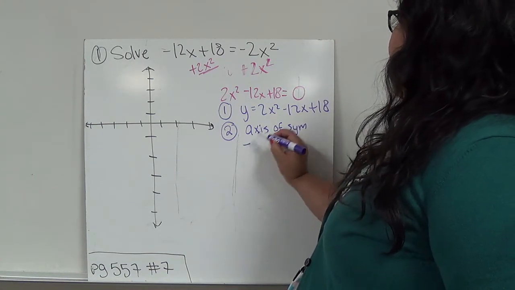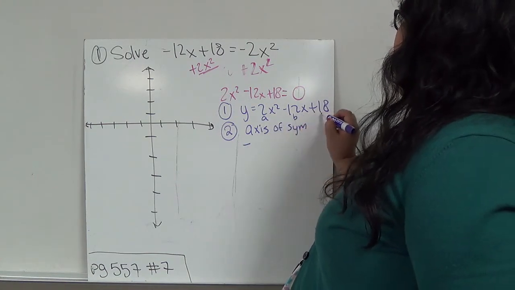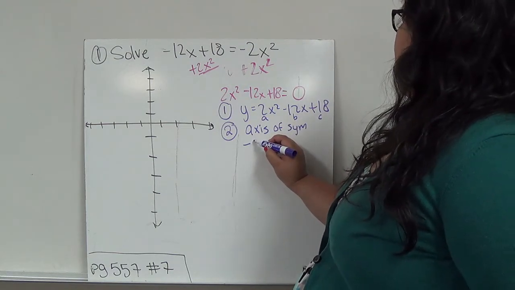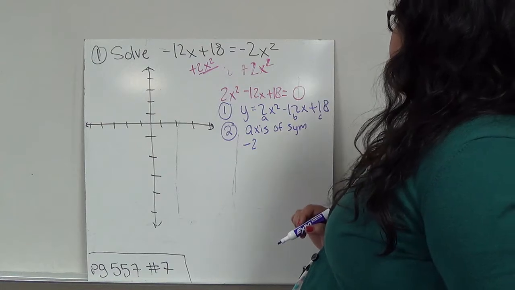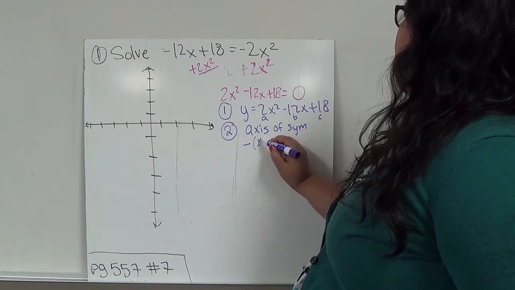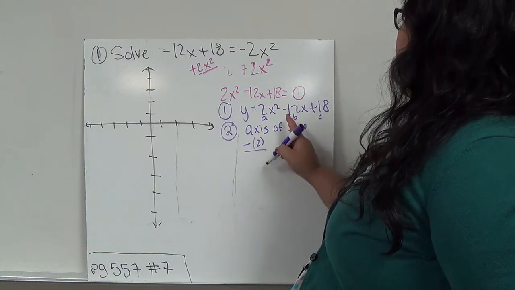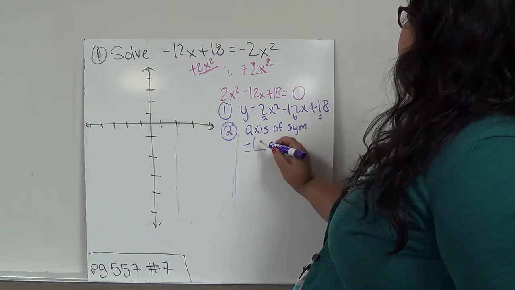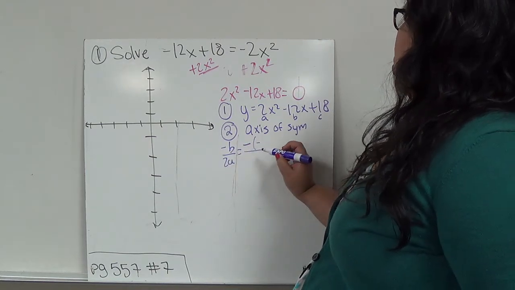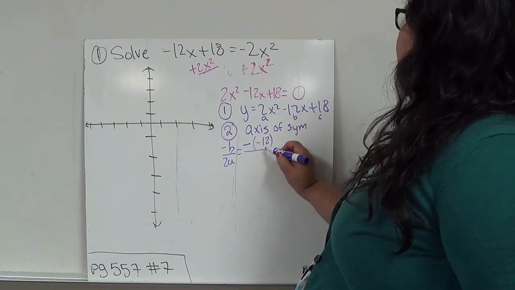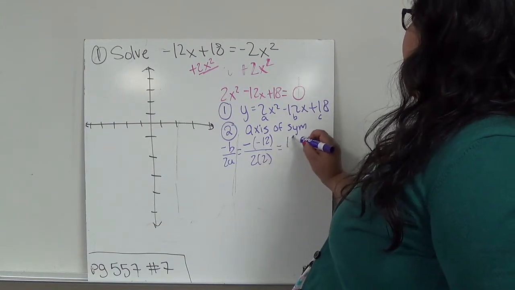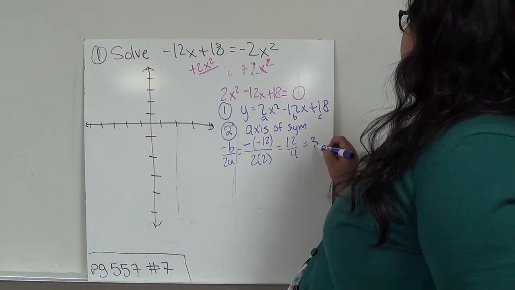And then I need to graph it by finding the axis of symmetry, which is negative, this is my A, B, C. So -2, yes, -2 over, no, -12. It's negative B over 2A. So -12 over 2 times 2. So these two make a positive 12 over 4, which is 3.